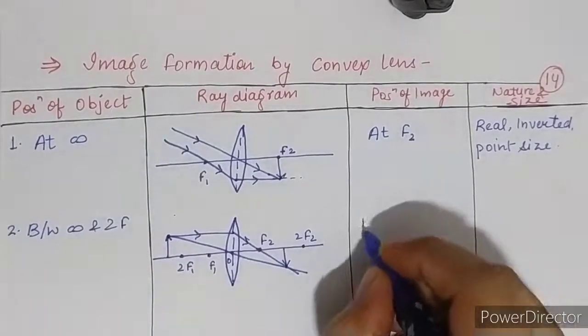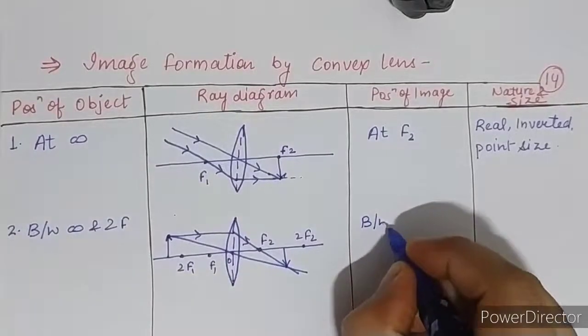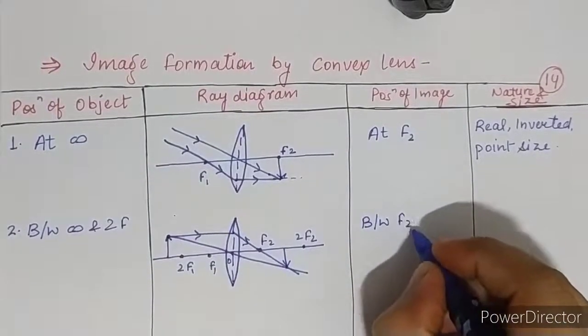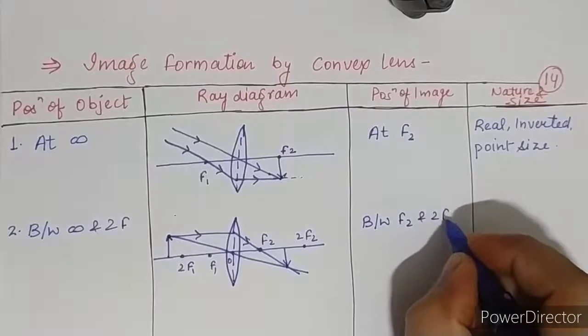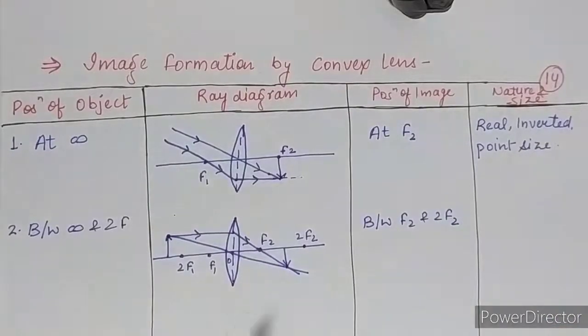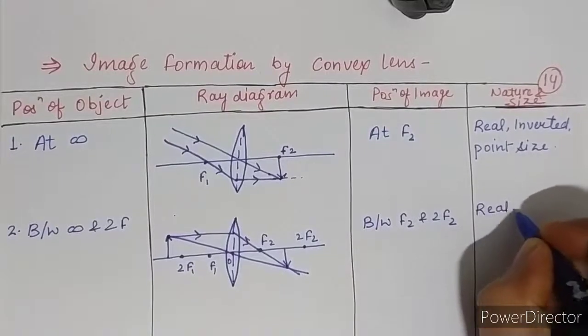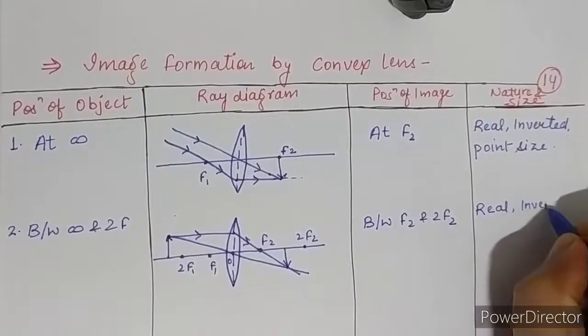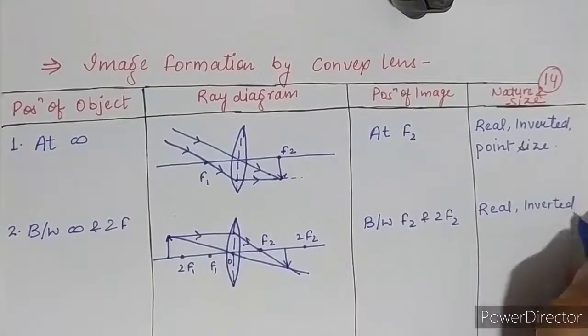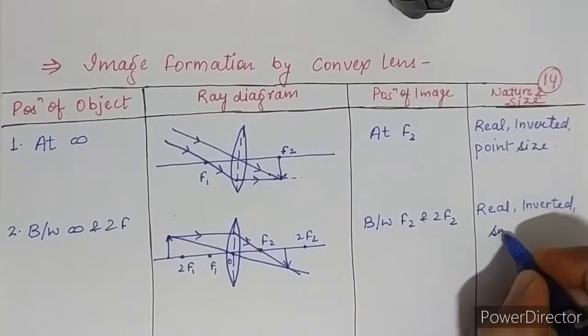Here only the image has been formed, so it is real, then it is inverted and small in size.